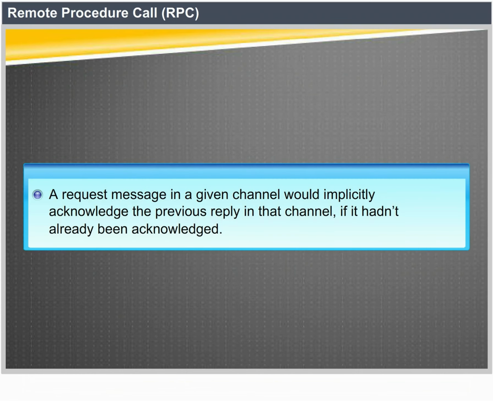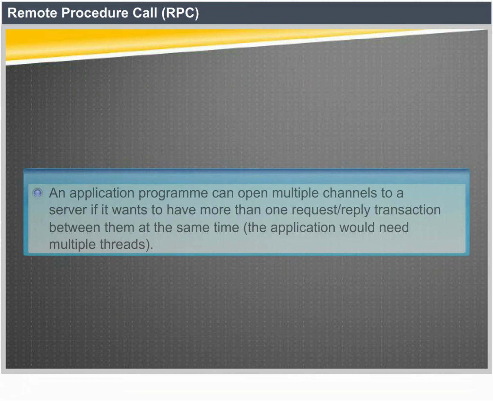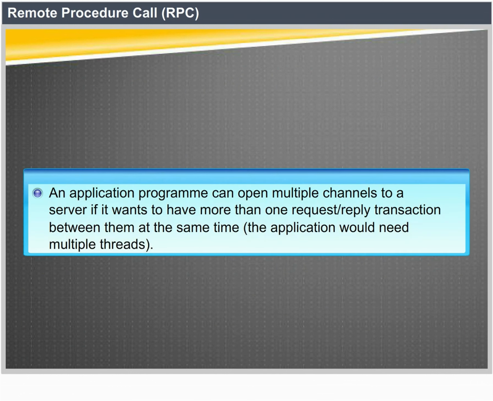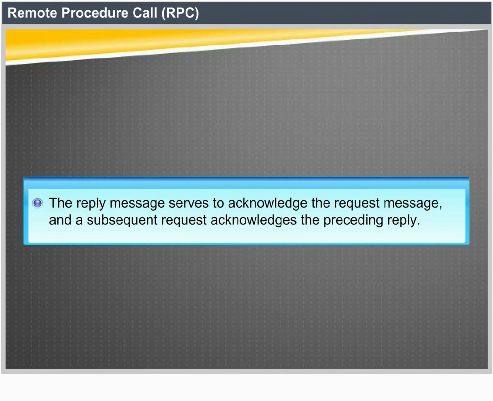A request message in a given channel would implicitly acknowledge the previous reply in that channel if it hadn't already been acknowledged. An application program can open multiple channels to a server if it wants to have more than one request-reply transaction between them at the same time. The application would need multiple threads. The reply message serves to acknowledge the request message, and the subsequent request acknowledges the preceding reply.